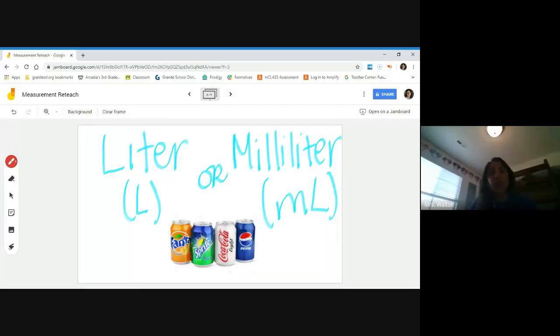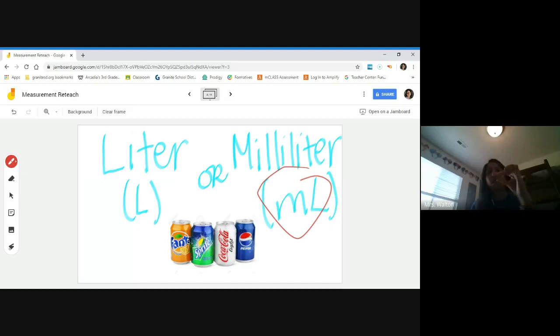So let's ask ourselves, would we use liter or milliliter? Remember, liter is the bigger and milliliter is the smaller. So if I'm looking at a can of soda, you saw the bottle of soda was more of a liter, but if I'm going to just do a can, this one, it would be milliliters.